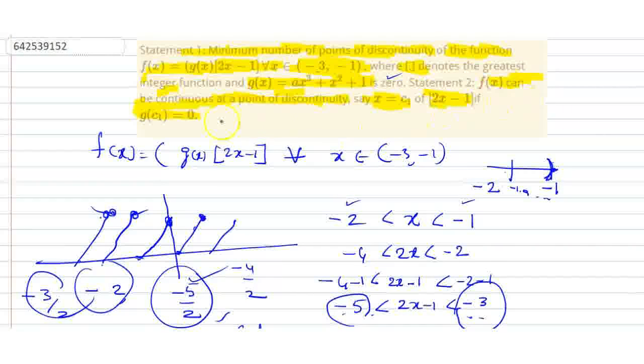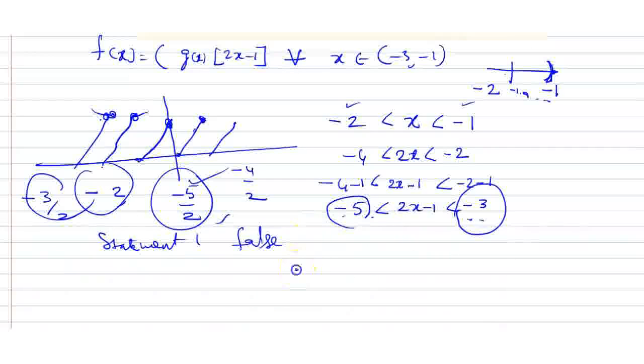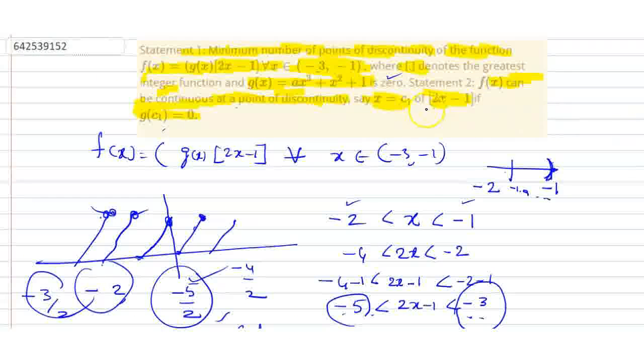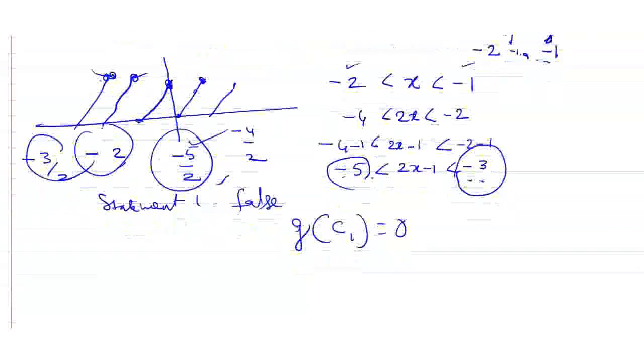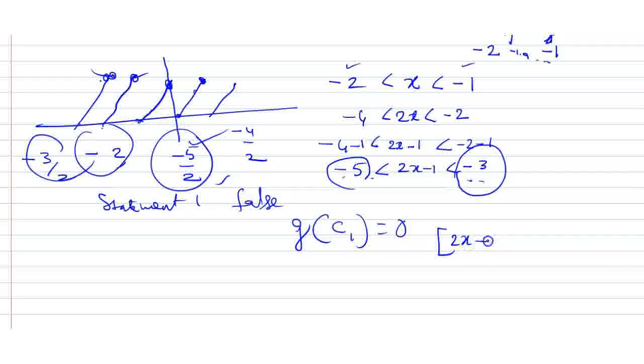Let us see statement number 2. What does statement number 2 say? Fx can be continuous at a point of discontinuity, say x is equal to c1 of greatest integer of 2x minus 1, if gc1 is equal to 0. If we are able to find one constant value of c1 for which g of c1 will be equal to 0, then that c1 belongs to this interval, the greatest integer function of this will become 0. Is it not? That means that value will satisfy.